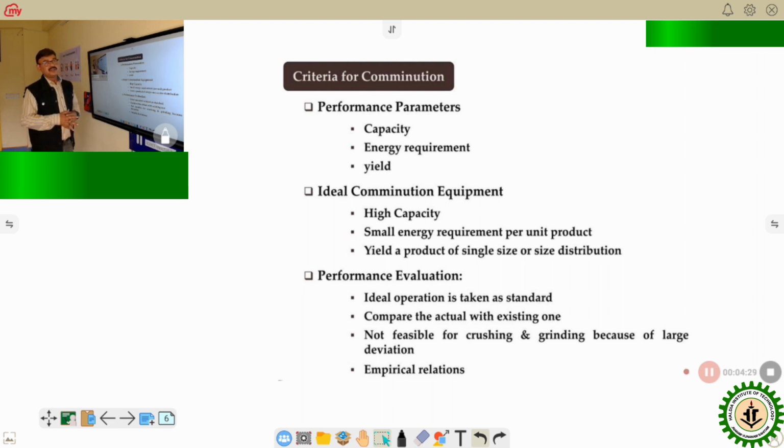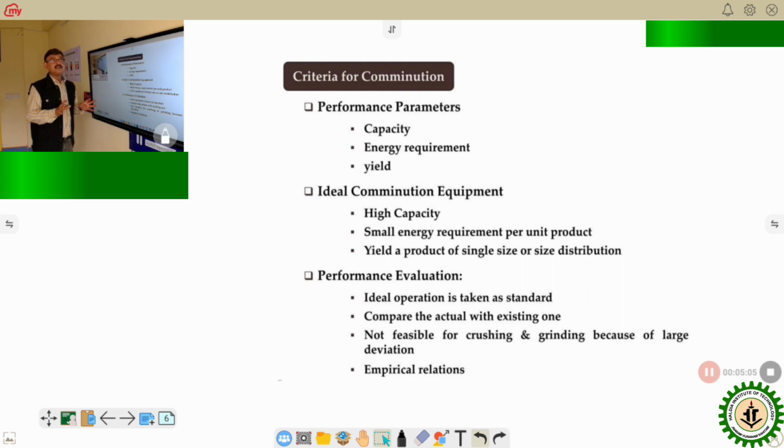What would be the criteria for comminution, the size reduction process? The performance parameters are capacity, energy, equipment, and yield. An ideal comminution equipment has high capacity, small energy requirement per unit product, and yield of product of a single size or size distribution. Performance evaluation is generally done by taking the ideal operation as standard and comparing the actual with the existing one.